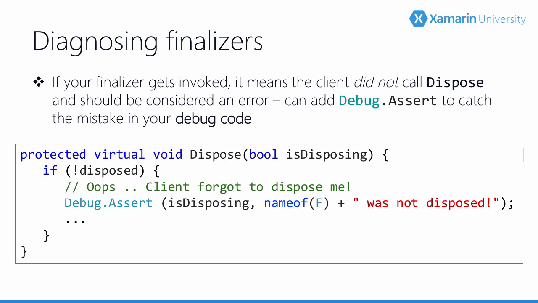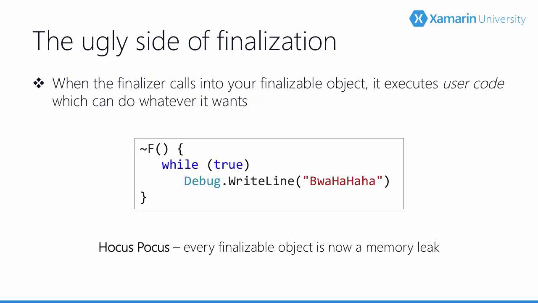But this is more of a diagnostic to indicate we have an issue in our application. There's something that our client that's using the F object is not doing correctly with our object. Now, there's a couple of issues that you're going to run into with finalizers. One is you have to keep in mind that when you execute finalizers, it always executes client code.